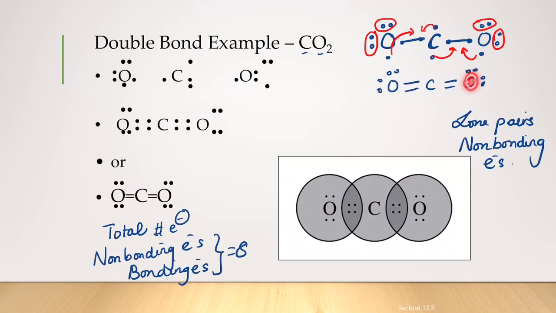Now let's go on to this oxygen. This oxygen has a total of 2 bonds, therefore it's equivalent to 4 electrons, but it also has a total of 4 electrons existing as lone pairs. So 4 plus 4 equals 8. The same thing holds good for the other oxygen as well. So this is how you do the Lewis dot structure for a molecule which has double bonds.